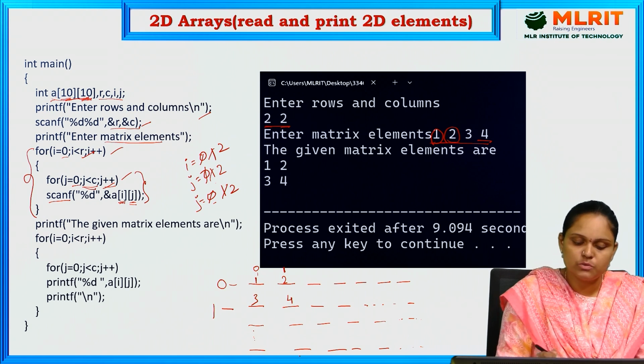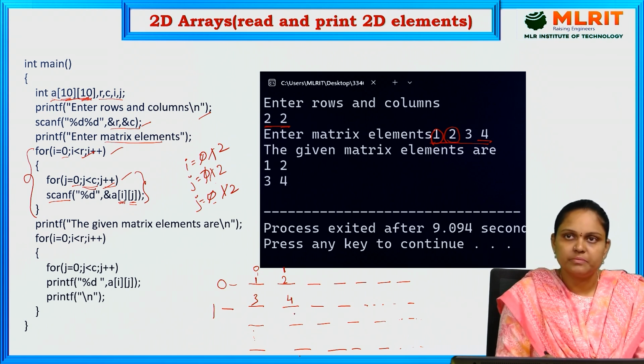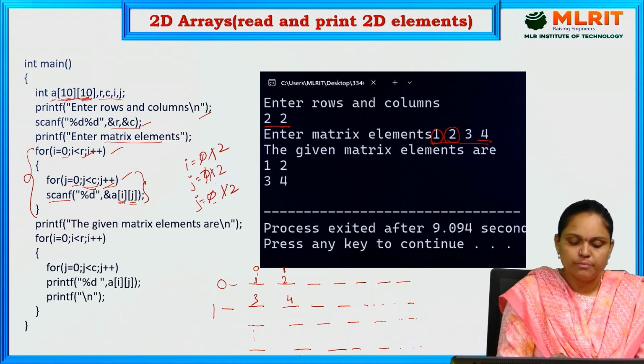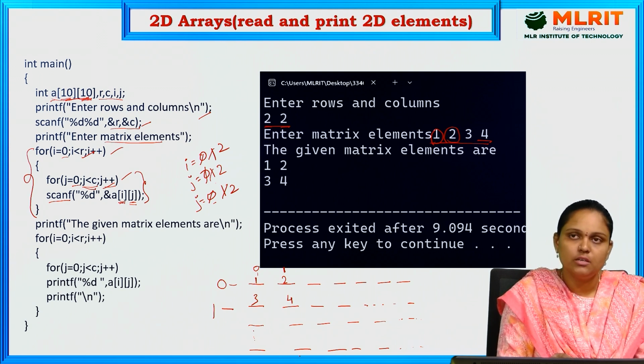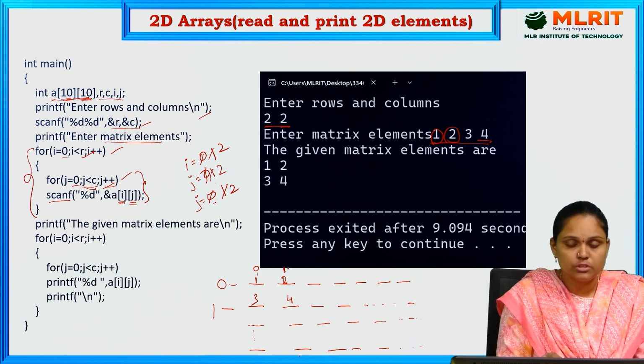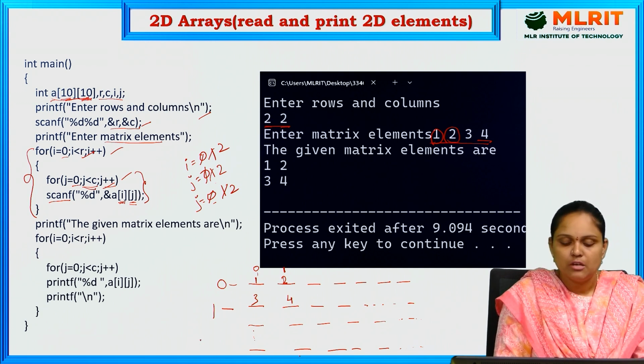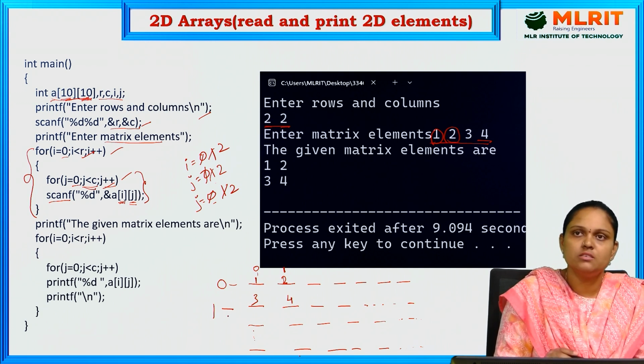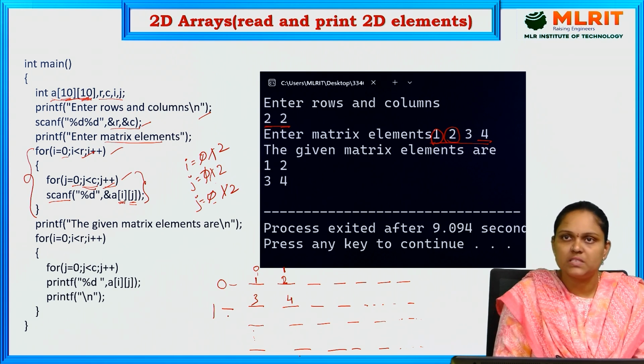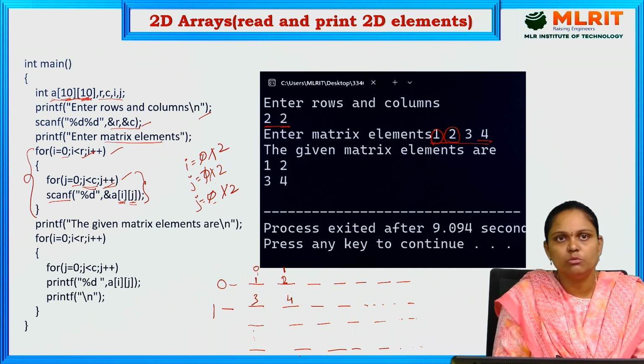And in this way, the values are read and stored in their allocated memory. The first value will be stored in the 0th row and 0th column, and the second value will be stored in the 0th row and first column, the third value will be stored in the first row and 0th column, and the fourth value will be stored in the first row and first column. In the same way as we have read, we are going to print these elements by using their row values and column values.